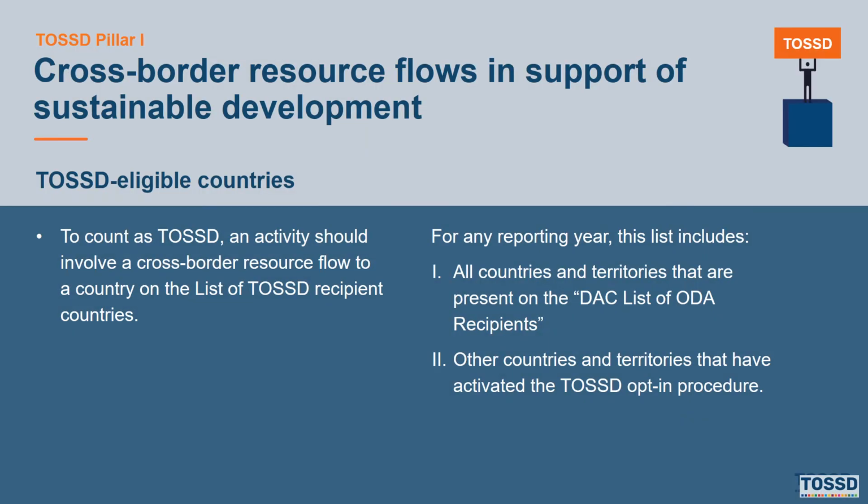What does TOSSD eligible countries mean? To count as TOSSD Pillar 1, an activity should involve a cross-border resource flow to a country on the list of TOSSD eligible recipient countries. For any reporting year, this list includes all countries and territories that are present on the tag list of ODA recipients. In addition, other countries and territories that have activated the TOSSD opt-in procedure can also be added to the list.